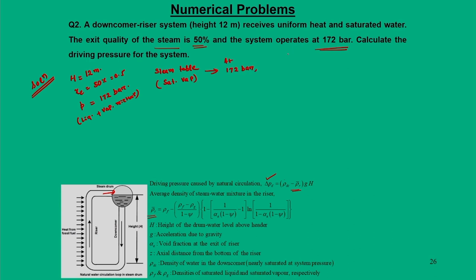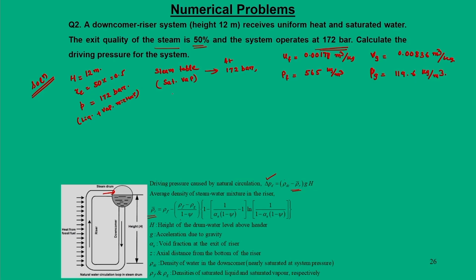We can find out Vf is 0.00177 meter cube per kg, and Vg is equal to 0.00836 meter cube per kg, and here the equation requires density. We find rho f, that is inverse of Vf, and this is 565 kg per meter cube, and rho g is equal to 119.6 kg per meter cube.